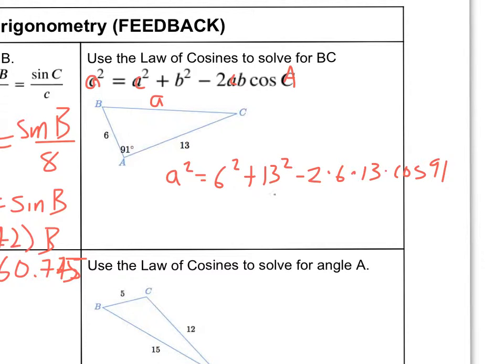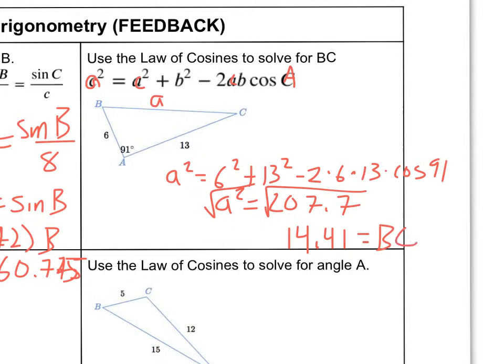When I plug that in, that gives me 207.7. I think we did this one in class. That's equal to A squared. I'm going to take the square root of both sides. And when I do that, we end up at 14.41 is equal to BC.